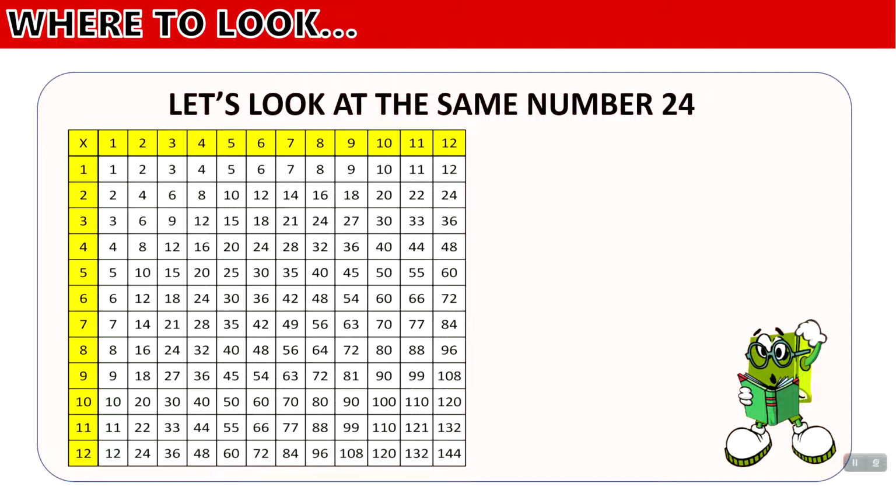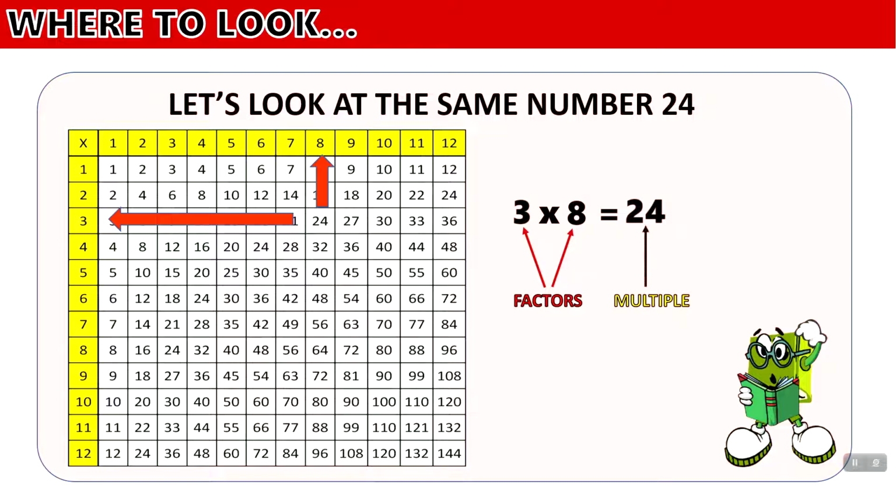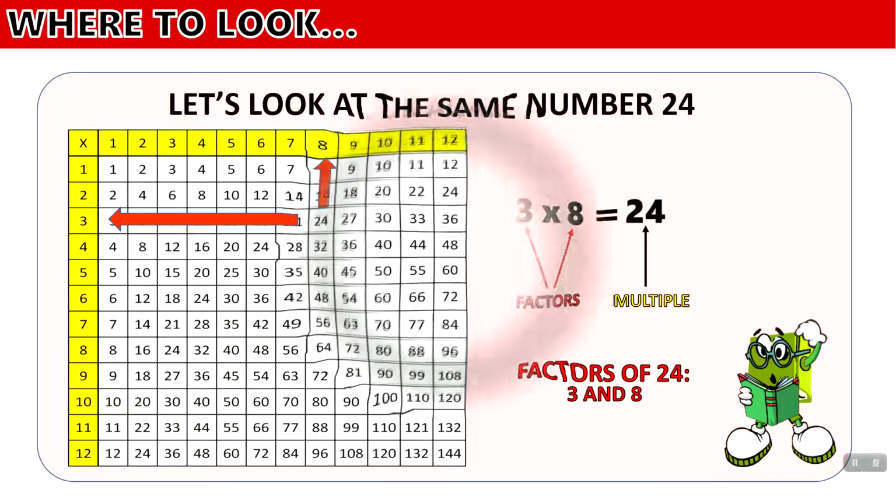Let's look at 24 in a different position. 24 here, if we look left, we see it's in the 3 times table. If we look up, it's in the 8 times table. And if we make a number statement, 3 times 8 equals 24. The 3 and the 8 are factors of 24. 24 is a multiple of 3 and a multiple of 8. And so two more factors of 24 we see are 3 and 8.